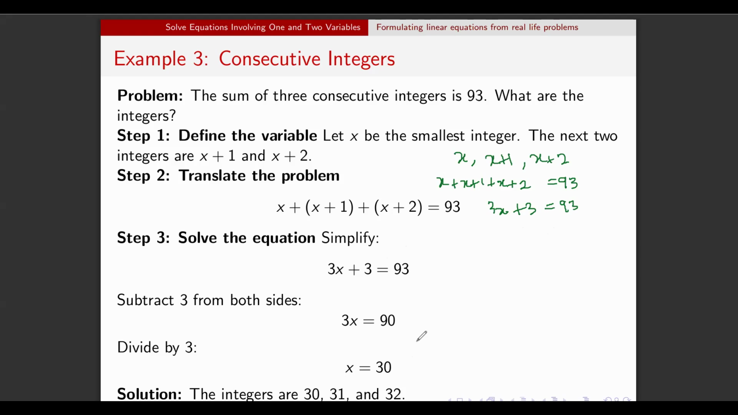So let's check. If x equals 30, then it means the first consecutive integer is 30. Then the second is 31, the third is 32. If you add 30 plus 31 plus 32, you get 93. So our solution is correct. But take note, the question asked you for what are the integers. So when you get x equals 30, don't stop there. You need to know the 3 integers. You are being asked for the integers, not just for the first integer. So you use x plus 1, x plus 2 to find all the 3 integers. If x is 30, then the second one will be x plus 1, which is 31. Third one will be x plus 2, which is 32.